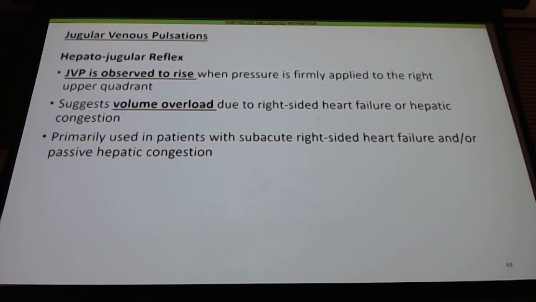The hepatojugular reflex is typically something you see in volume overload states where somebody presses on the right upper quadrant and that jugular venous pulsation wave goes up because you're pushing all that extra volume out of the abdomen and up towards the heart, but the heart itself cannot accommodate all that extra volume, so it backs up into the jugular veins instead.